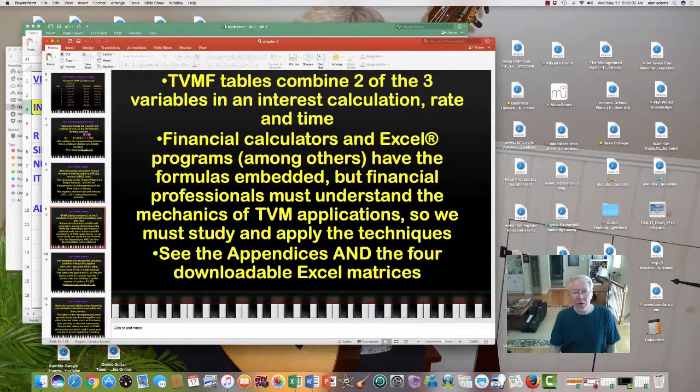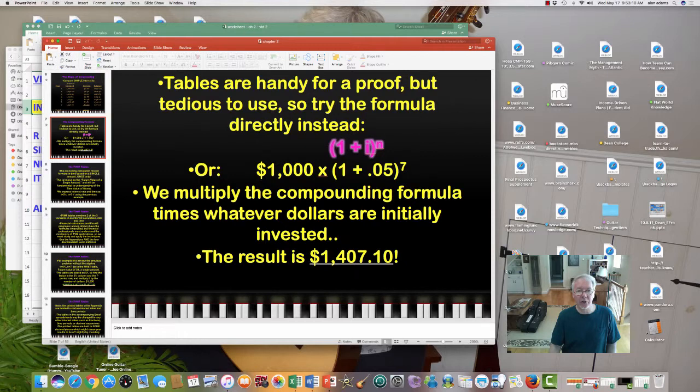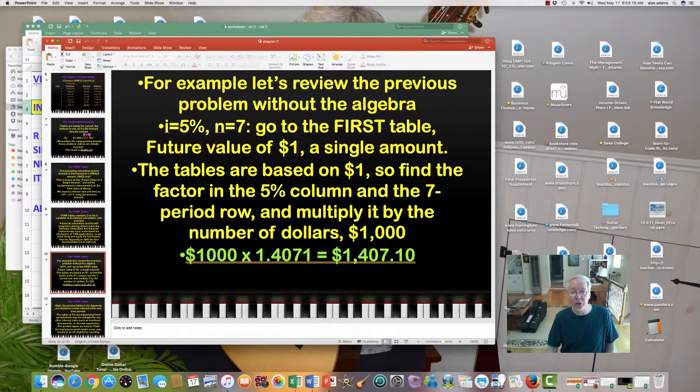All right, so instead of using algebra, let's keep it a lot simpler. I don't like exponents, remember? And in the preceding calculation, we had 7 as an exponent. It's tedious and fraught with errors to multiply something by itself 7 times. The tables will take that issue away from us. So we're going to go to the first table. We're trying to say what is $1,000 going to be worth in 7 years if I make 5% every year. So I go to table number 1.